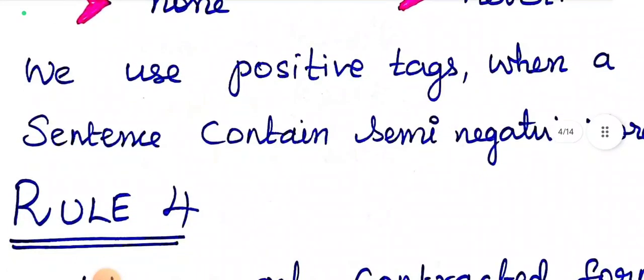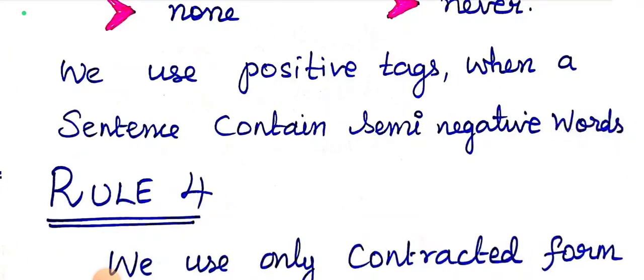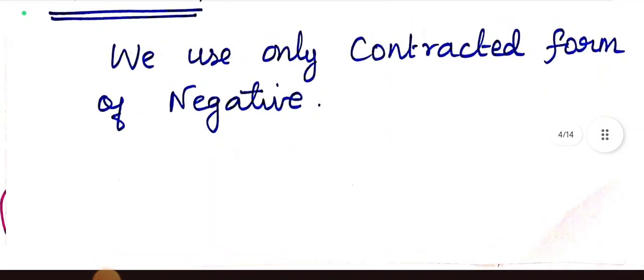We use a positive tag when a sentence contains semi-negative words. Whenever you find a semi-negative word, we use a positive tag. Rule number 4, we use only the contracted form of negative.